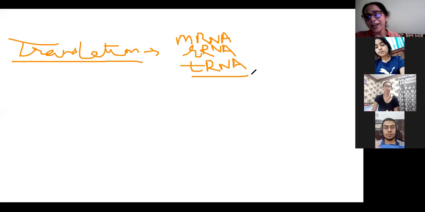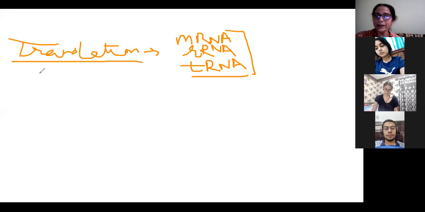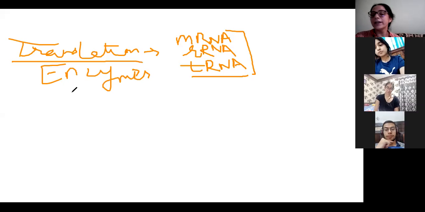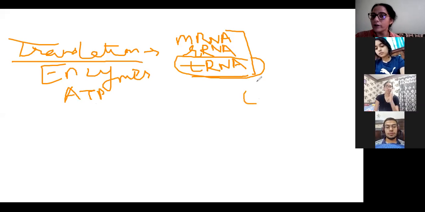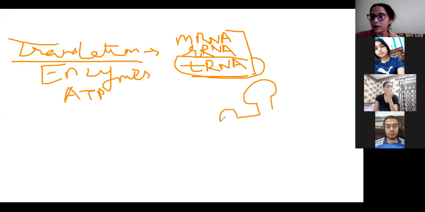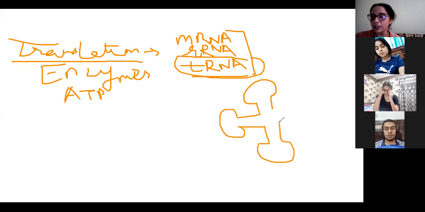Now next, when we are moving ahead towards translation, what are the requirements? What do we need? First, we need these three types of RNAs. Second, we need enzymes, as well as energy, so that these RNAs can be energized. Now everybody knows about the tRNA. Its structure is like a clover leaf model, which has 4 lobes.